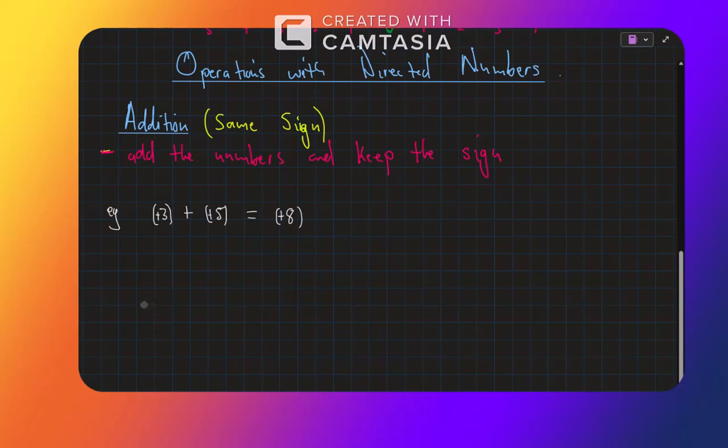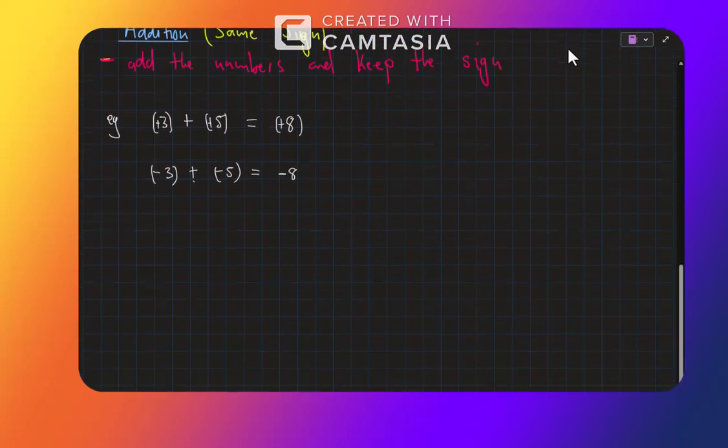If the numbers are negative, let's say -3 plus negative 5, you see that all the numbers I'm adding are of the same sign, which is negative. So you just add the two numbers and keep the sign. The answer here is 8 and it's negative. Just keep the sign because they are the same.